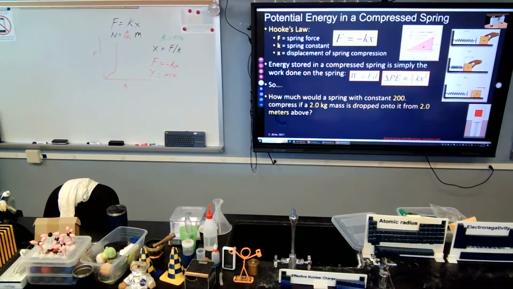So a constant of 200. It's not like 2.00. It's just 200 newtons per meter.